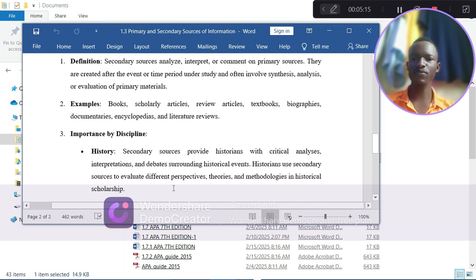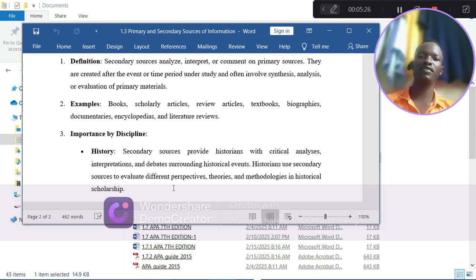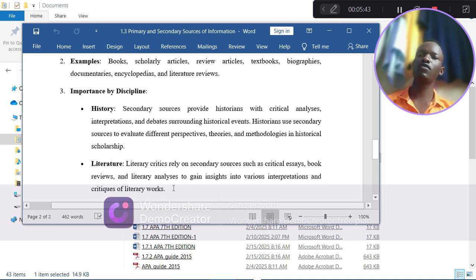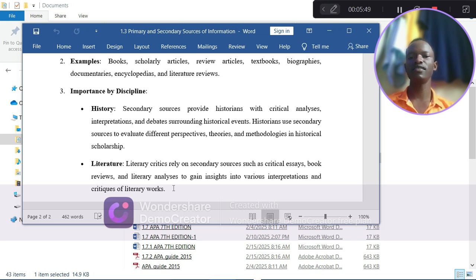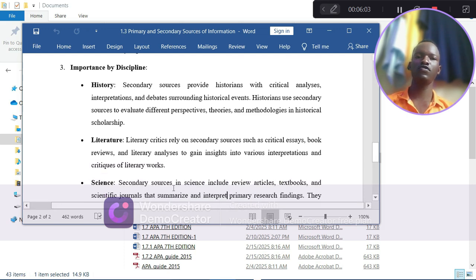Basically, the importance by discipline is, in history, secondary sources provide historians with critical analysis, interpretation, and debate surrounding historical events. So historians use secondary sources to evaluate different perspectives, theories, and methodologies in historical scholarship. And in literature, critics rely on secondary sources of information such as critical essays and book reviews.